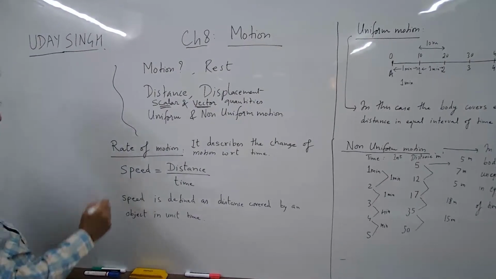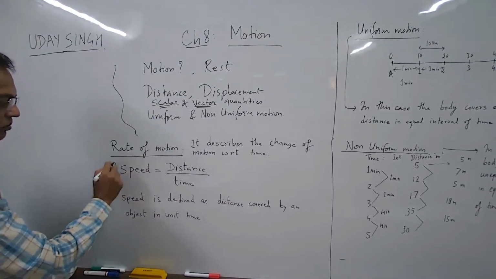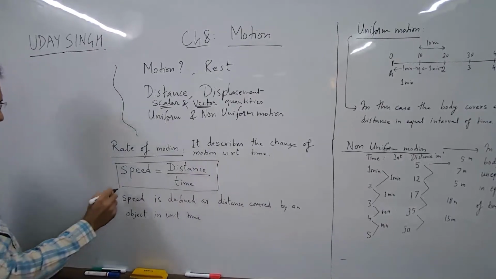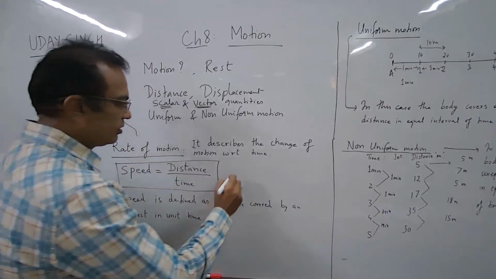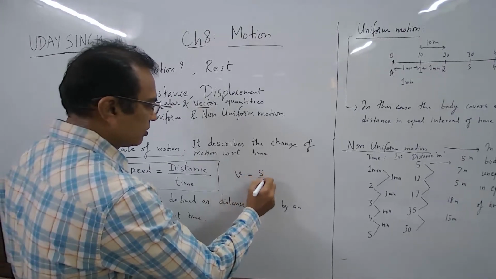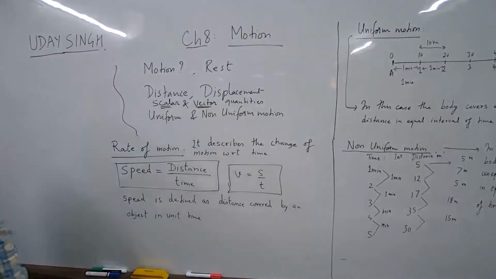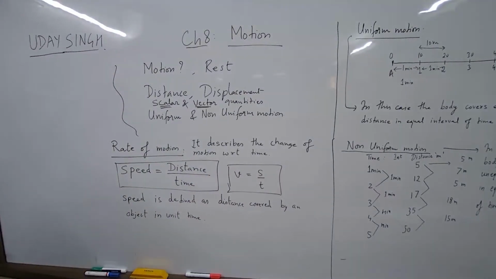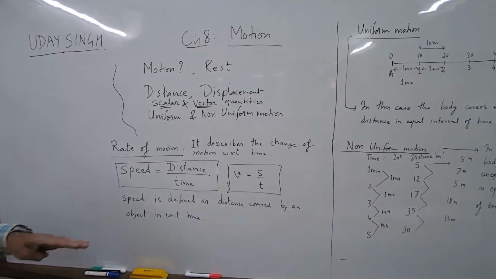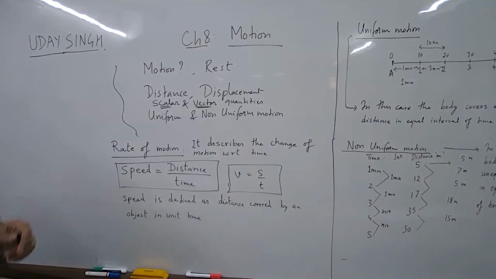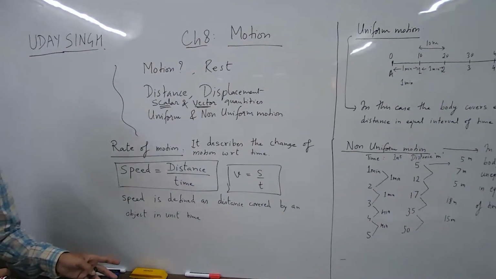Okay, so this English statement mathematically is written like this. So what is the symbol of speed? V is equal to S upon T. S is distance or displacement. S is the symbol for distance or displacement. If the body is moving in one direction, then its distance and displacement are the same. That's why S is used. V is speed. Yes, it is also velocity.